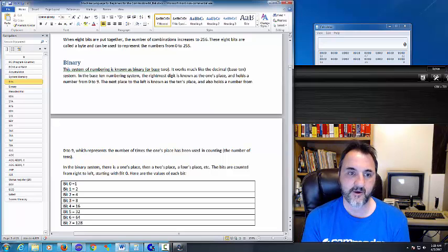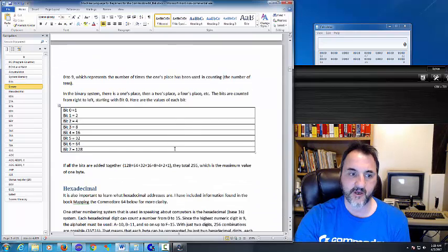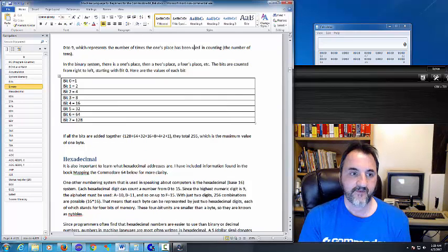This system of numbering is known as binary or base 2. It works much like the decimal base 10 system. In the base 10 numbering system, the rightmost digit is known as the ones place and holds a number from 0 to 9. The next place to the left is known as the tens place and also holds a number from 0 to 9, which represents the number of times the ones place has been used in counting the number of tens. I tried to put a chart down here so I can explain it hopefully a little bit better. In the binary system, there is a ones place, then a twos place, a fours place, etc.